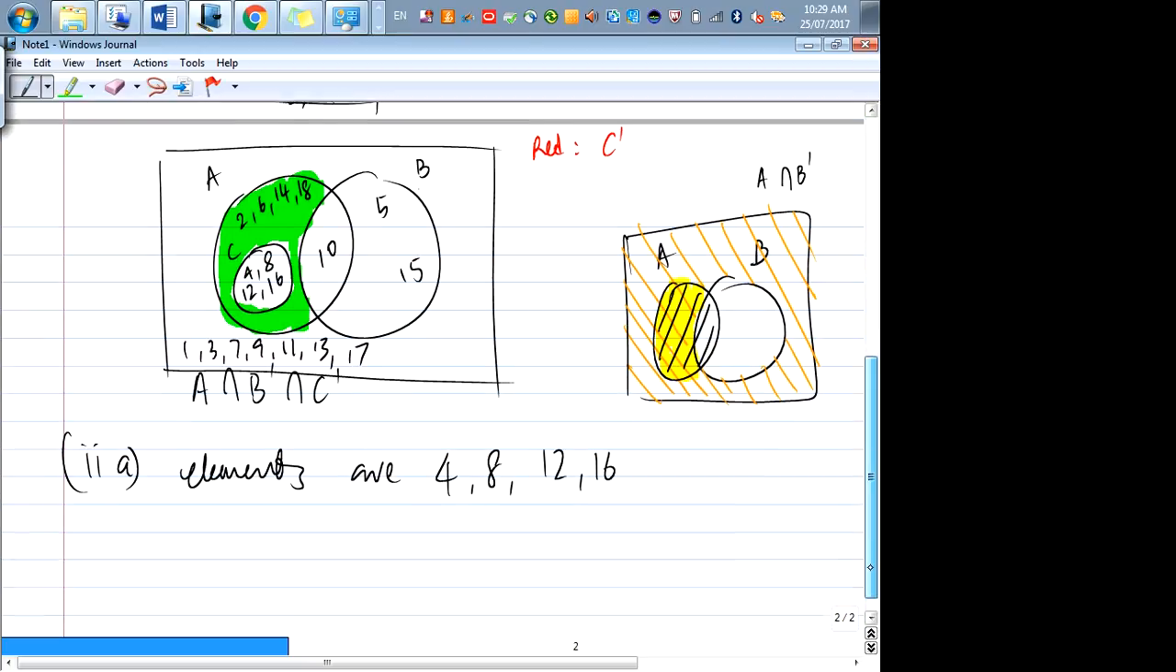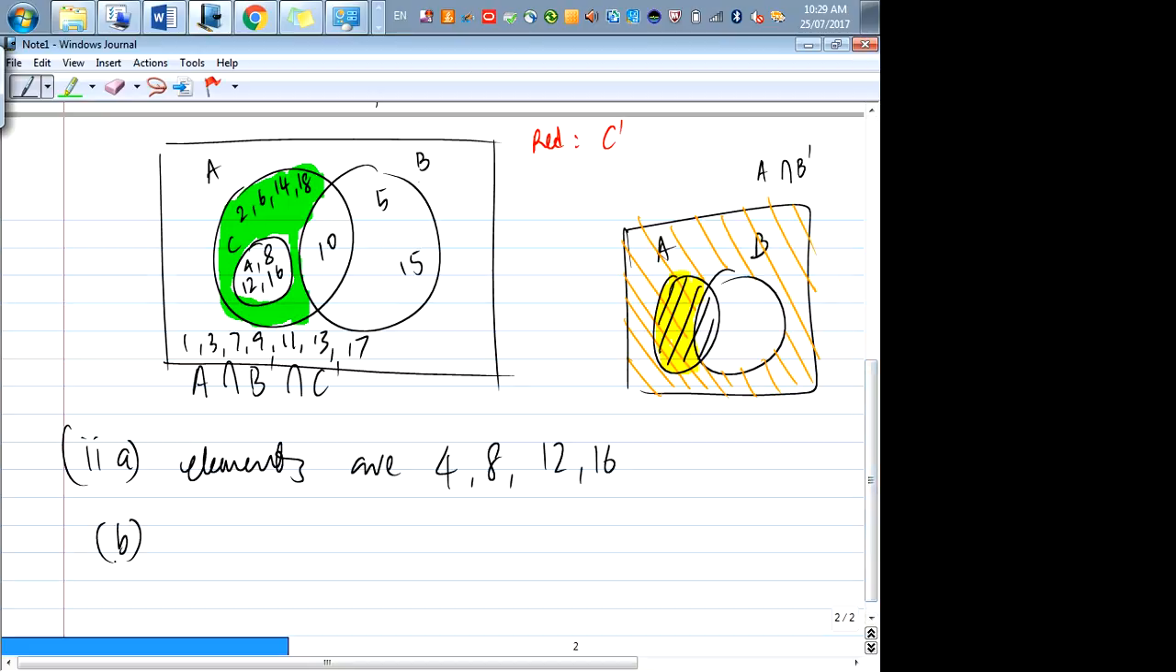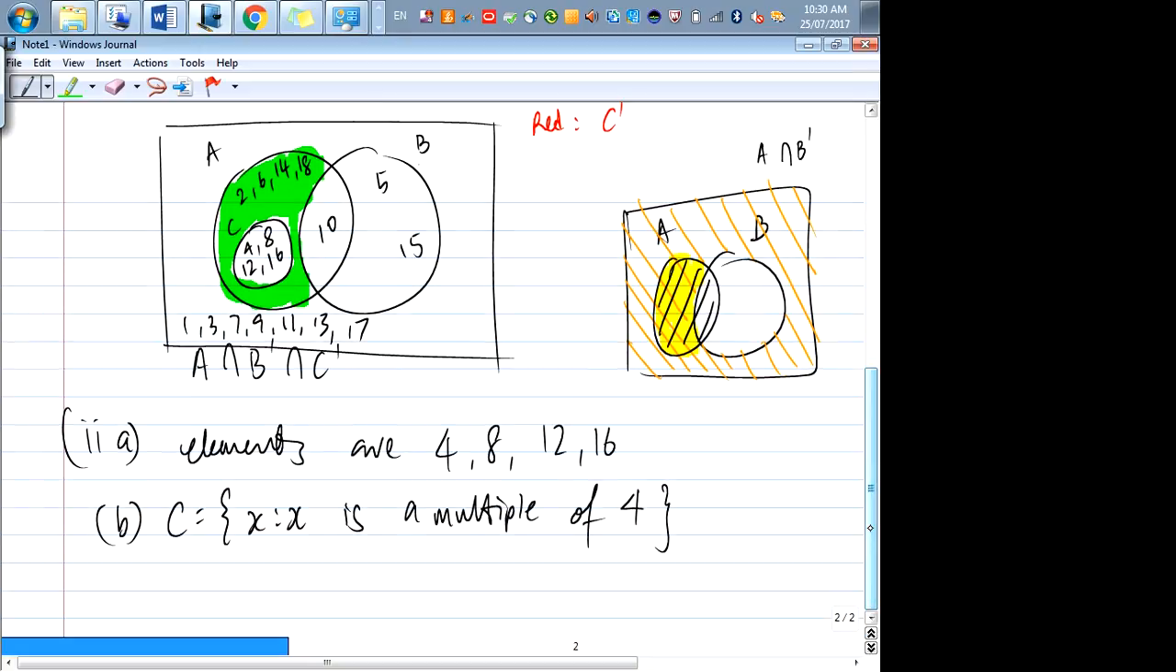So now, can we describe set C in words? C is where X is, what do you think? Yeah, multiple of 4. Okay? So initially, even if you had seen the question as 12, 6, 14, 18, you can still do it. But it's just that you can't describe set C in words. Okay? But after I've changed the question, now you can. Alright? Can I continue?